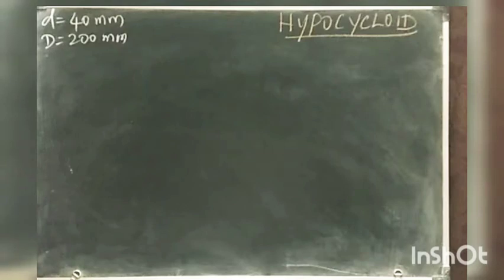Now in a hypocycloid problem, this is the data I am going to take today. Draw a hypocycloid of a circle of 40 mm diameter which rolls inside of another circle of 200 mm diameter for one complete revolution. So small d is 40 mm and capital D is 200 mm. This is the data given, so with this data we are going to start the problem.